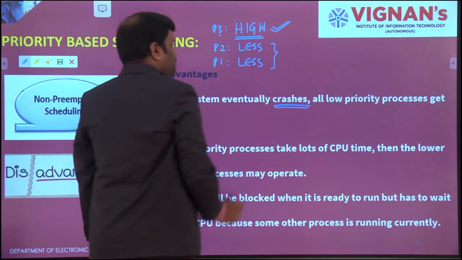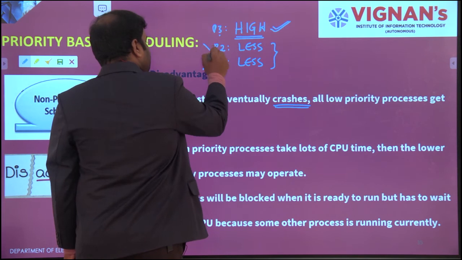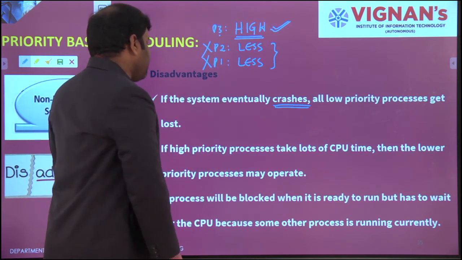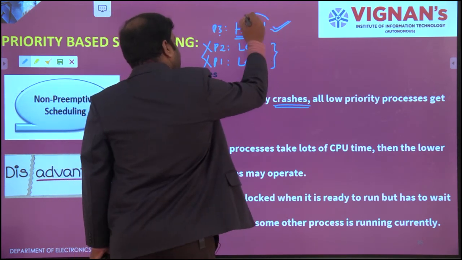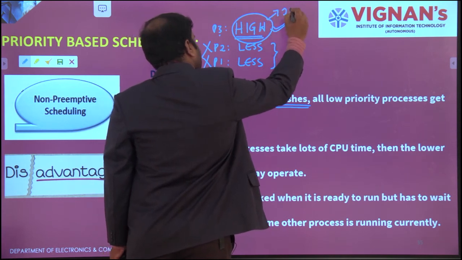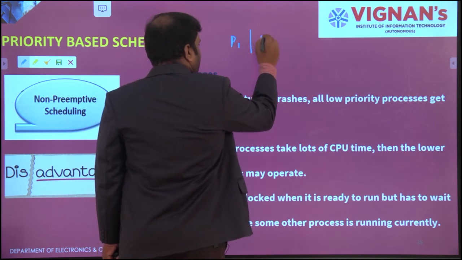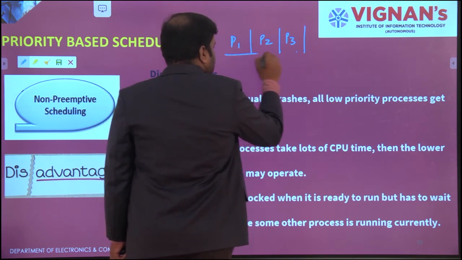What about this one? Obviously, who will be the last? He will be the loser. Okay? Next. At the same time, suppose this particular high priority task needs 25 seconds of time. Let it be P1, P2 or P3. I have three processes.